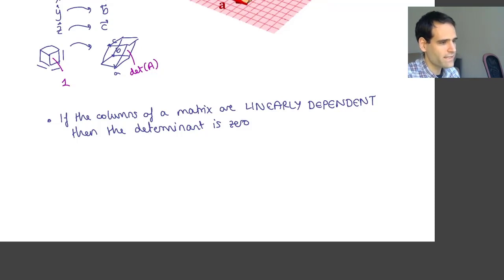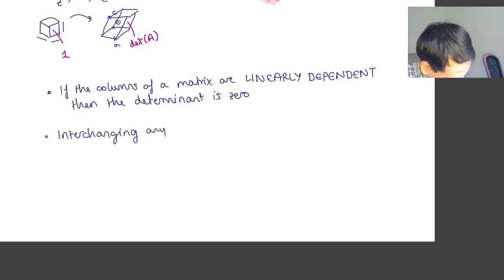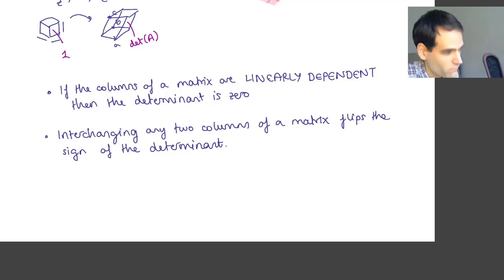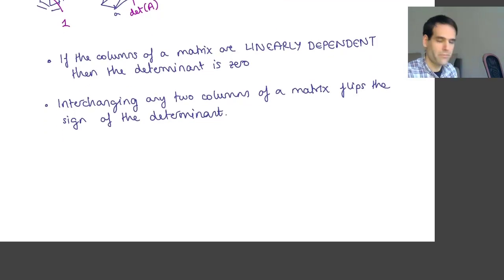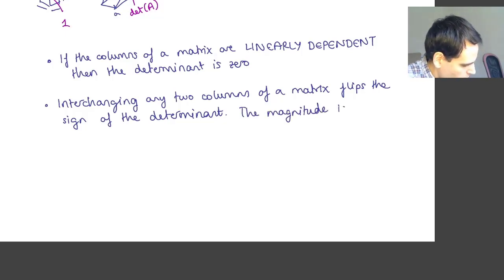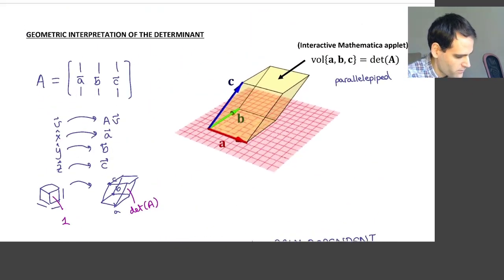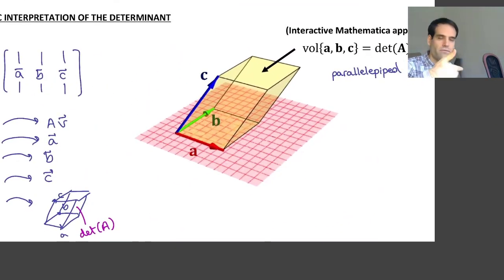The second property is that if you interchange any of the 2 columns in the matrix, this flips the sign of the determinant because you are changing the right-hand triplet into a left-hand triplet. Okay, so let me write it here. Okay, so basically if the determinant was 4, it becomes -4. Yes? So the magnitude is unchanged. And that's because the volume formed by the vectors is the same. If we change, for example, A with C, we swap them, the volume is the same. It's just that the handedness of the volume changes, so the sign changes.